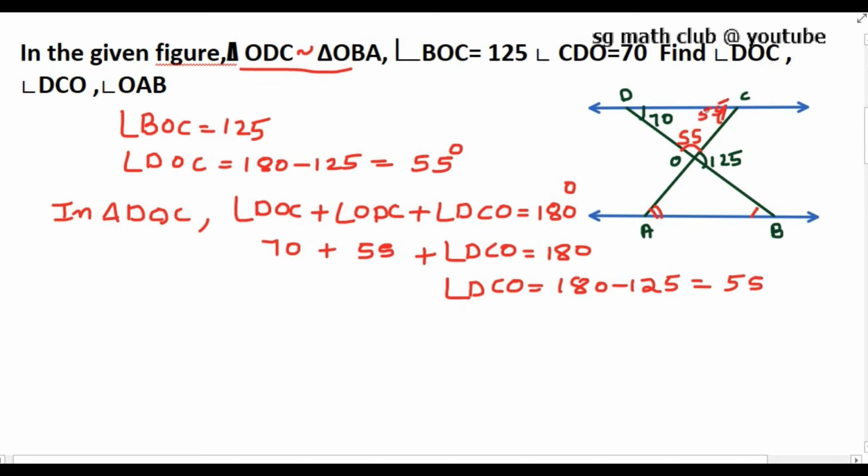This angle is 55. Now, one more angle we need to find out, that is OAB. I can write OAB is same as OCD because already they have given as similar. So, that angle will be also 55.